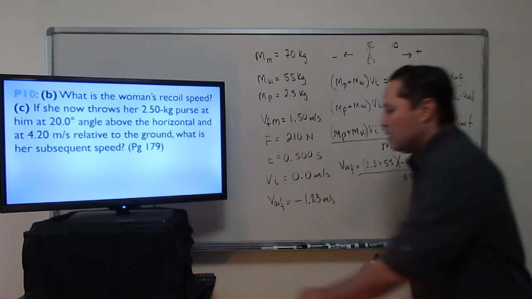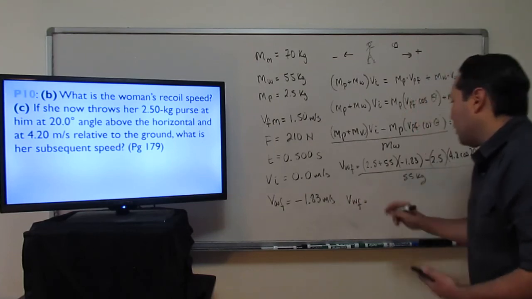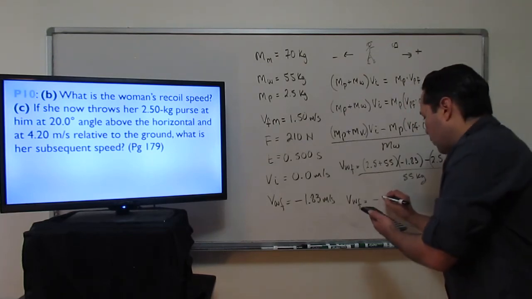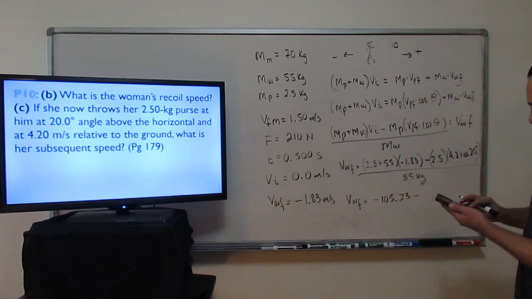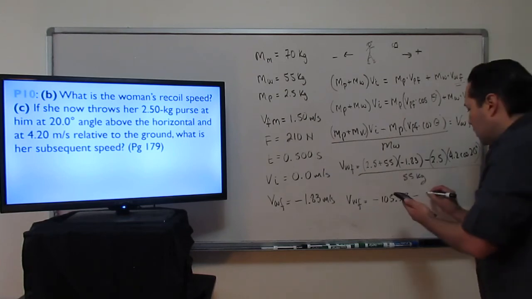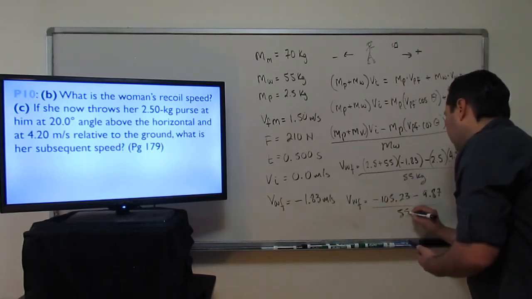So there we have it. From here, just plug it into the calculator. I might do it in multiple steps. So let's see, we got 55 plus 2.5 times 1.8. It's going to give us negative 105.23, minus 2.5 multiplied times 4.2 times cosine of 20. That gives us the following, 9.87, divided by 55 kilograms.